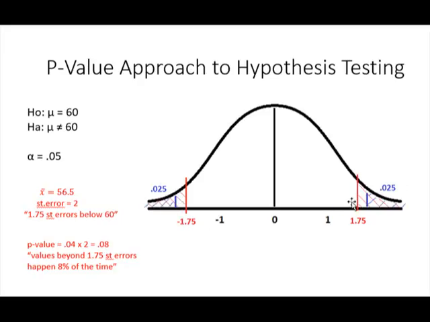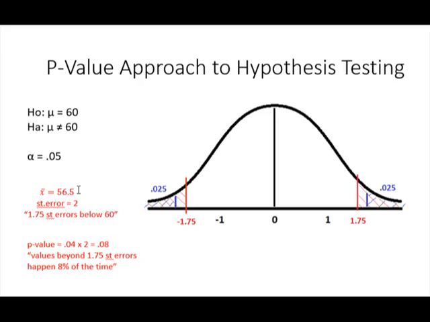This is 4%. The upper tail over here is 4%. So our p-value is 4% times 2, or 0.08. And we say that values like 1.75 or more extreme happen 8% of the time. Because our significance level was alpha equals 0.05, this means that we're only considering rare things to be the rarest 5%. Our test statistic of 1.75 defines the rarest 8%.